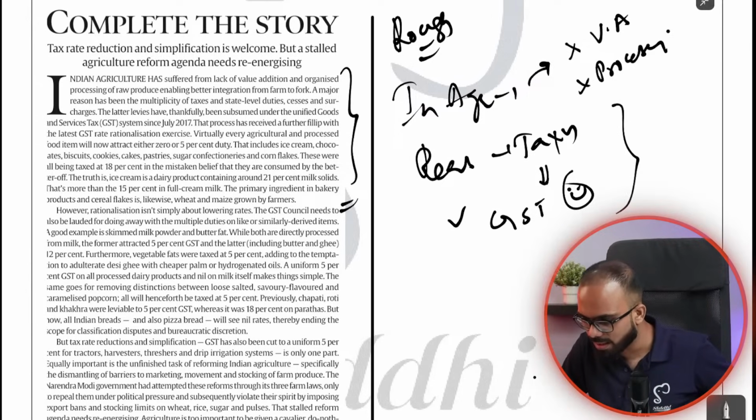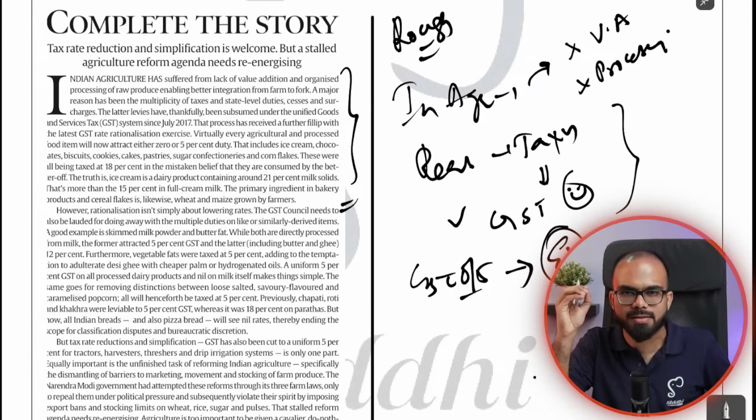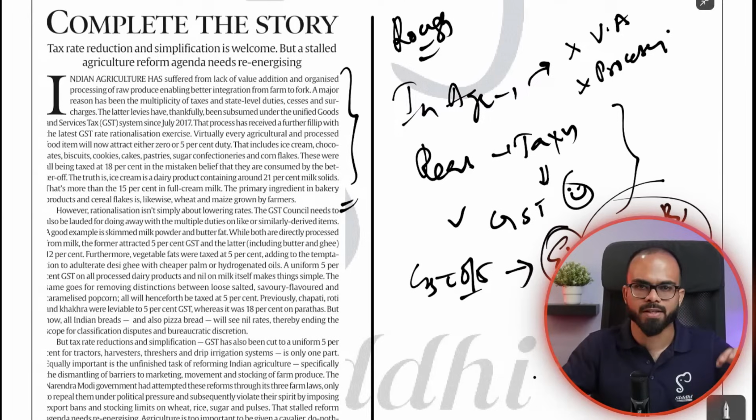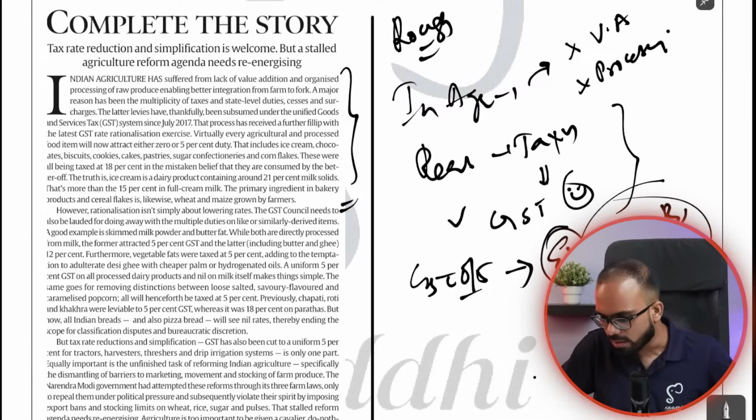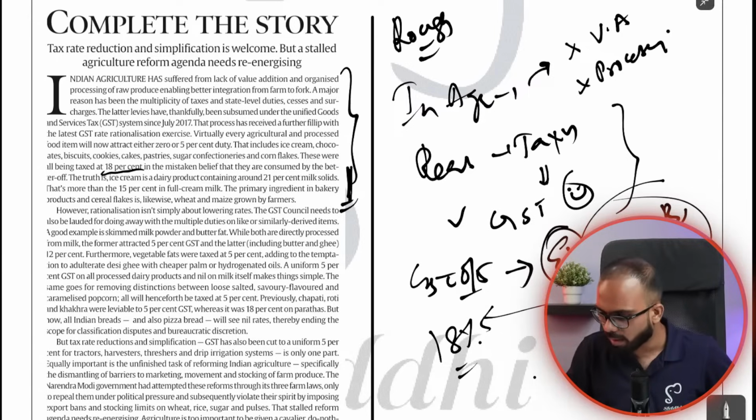Now virtually every agricultural good will attract a GST of 0 or 5%. And now this includes examples, which I will write in my rough work. The reason is that in RCs they will ask you example-based questions and it will be difficult to go back to the RC and check for the examples. So if I have examples, I will write them in my rough sheet. This includes ice creams, chocolates, biscuits, cookies, cakes, pastries, etc. Usually you will not have this many examples in the examination hall. These were all at 18%. The truth is ice cream is a dairy product, and the primary ingredients are given.